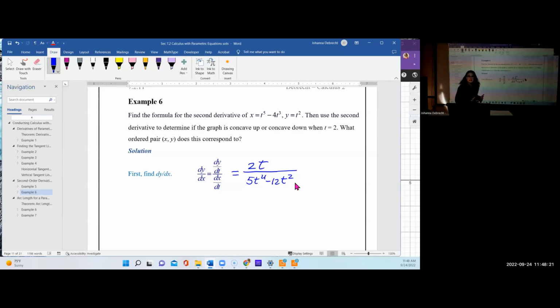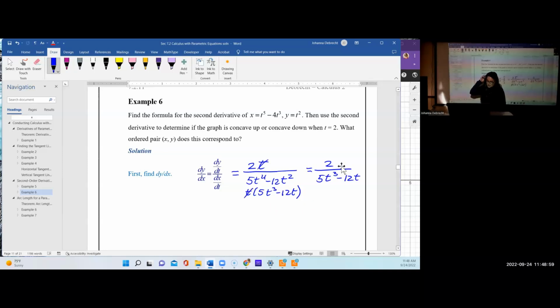Could we do anything to simplify that? Well, we could take out a t. We could factor out a t from the numerator and the denominator, and that would give us something slightly simpler. So this would give us 2 over 5t cubed minus 12t. Again, factoring out a single t. In fact, 2 would come out, but we only want to take 1 out because that's all that we have in the numerator. So that t cancels that t, and this gives us a simplified expression for dy/dx.